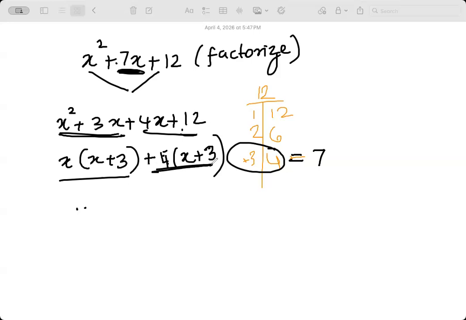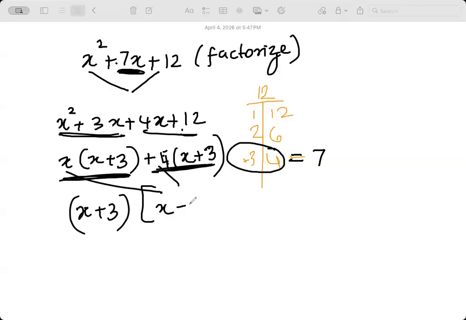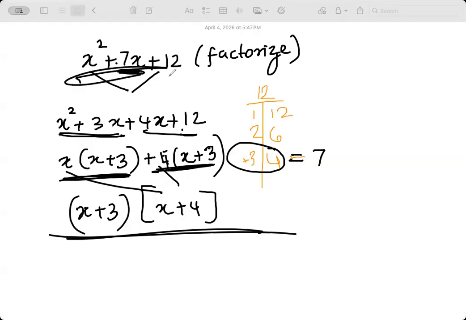What is common in both? x plus 3. When you take it out, what remains? x plus 4, right? That's all. Factoring is writing that as products. You are turning the sum into products. Make sense?